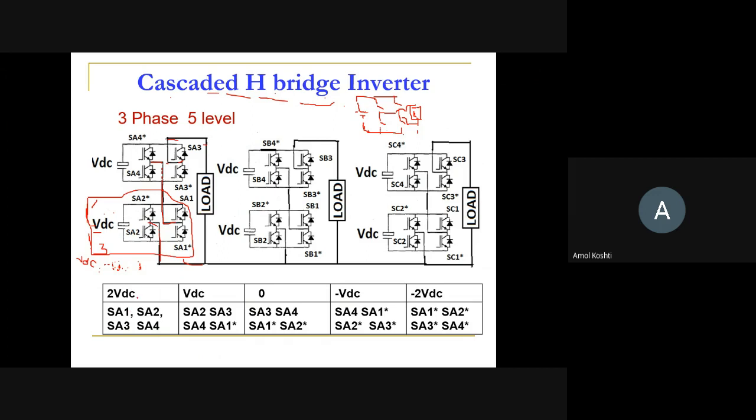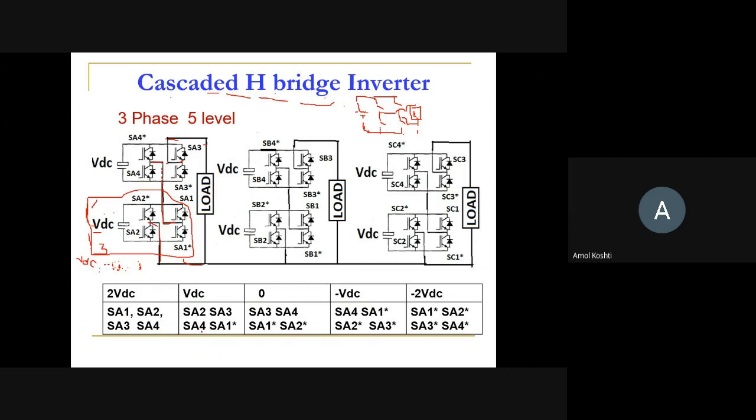So what are those five levels? Plus 2 VDC, plus VDC, 0, minus VDC and minus 2 VDC. To get these output voltages, we have multiple combinations of the switches which we are taking into the circuits, and we are getting the output at the load side. So to get 2 VDC, this combination is taken here: SA1, SA2, SA3 and SA4. Once we turn on all these switches, we get 2 VDC across this load.